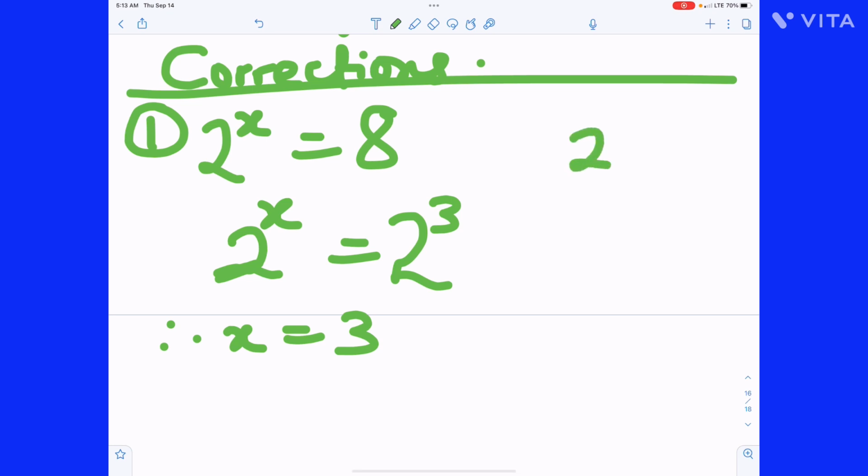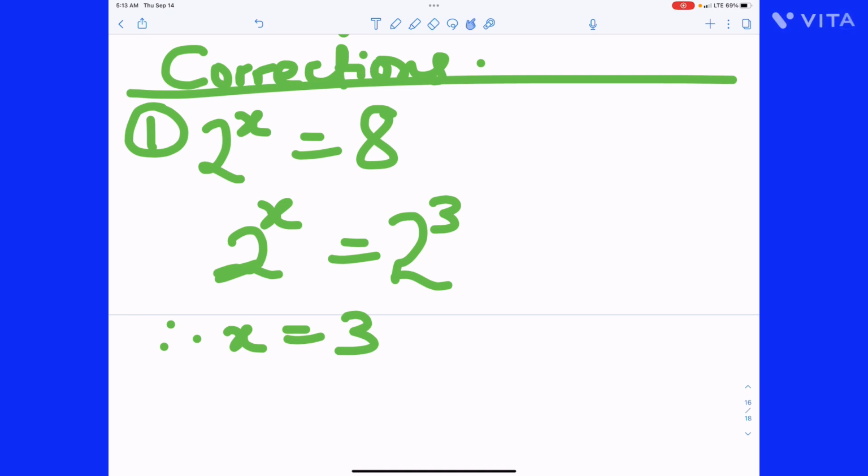If you divide 2 raised to power x by 2, you are not going to get x. You understand? It's not like normal. This is not an expression that can be divided by 2. So just write both sides in the same base.